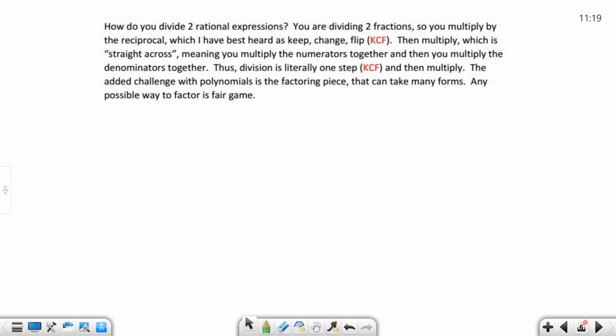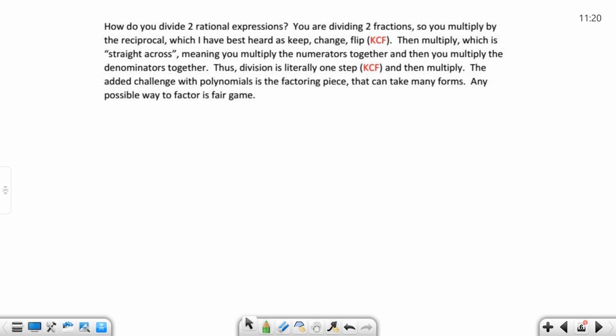So how do you divide two rational expressions, or how do you divide two fractions? Well, you're dividing two fractions, so you multiply by the reciprocal. That's the fancy math way to say it. But the best way I've heard it, and this is not mine, some teacher somewhere told one of my students who came from high school, and they said, hey, Mr. Guest, my teacher said keep, change, flip. I don't know where they got it from, but somebody came up with it, and they're a genius. I love it. So it's KCF, which, I like chicken, so it's real close to KFC. Keep, change, and flip.